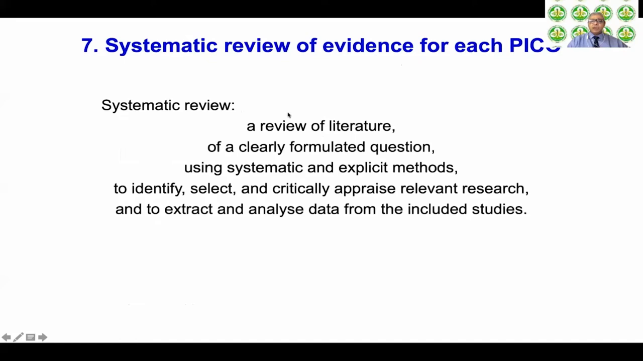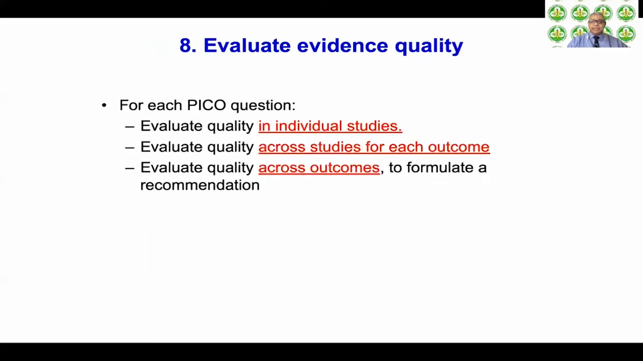And a systematic review, by way of a simple definition, is a detailed literature review on clearly formulated questions, which are these PICOT questions, using systematic and explicit methods to prevent the creeping in of bias in the identification, selection, critical appraisal of research, and then finally extracting the data and doing analysis to get the data that we need from these systematic reviews. The eighth step, once you have the systematic review in place and the evidence in hand, is to judge the quality of the evidence.